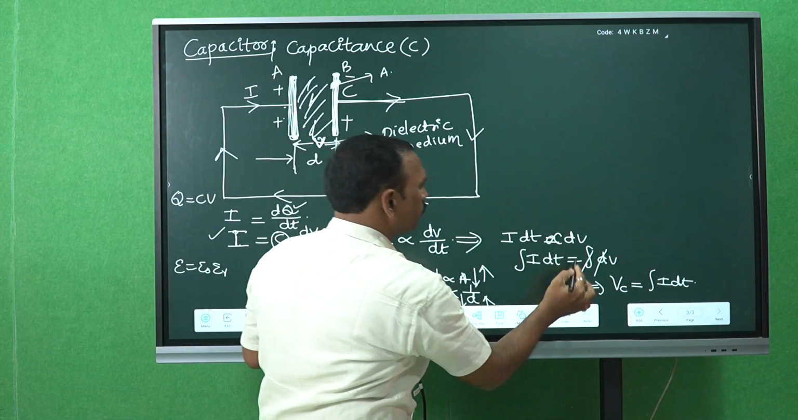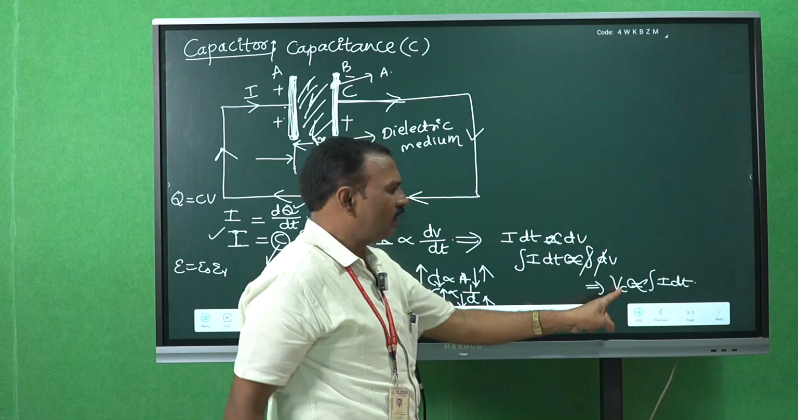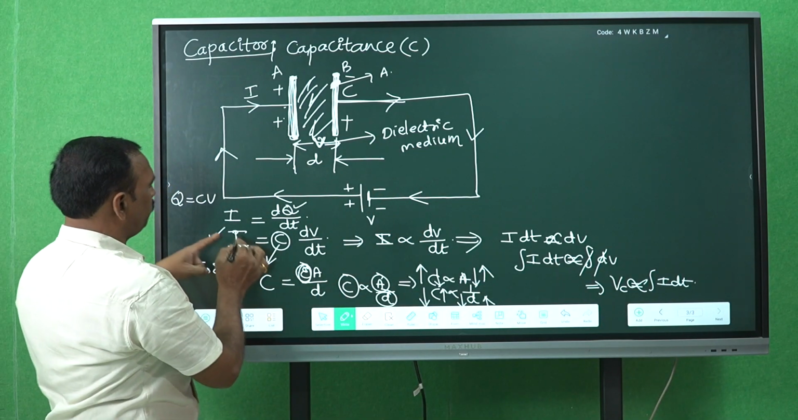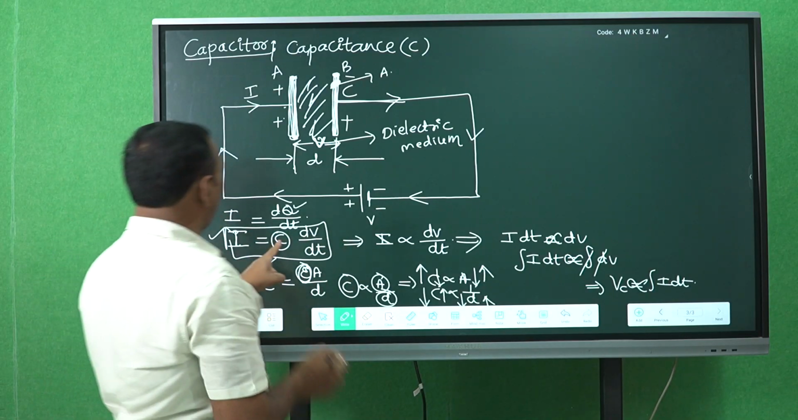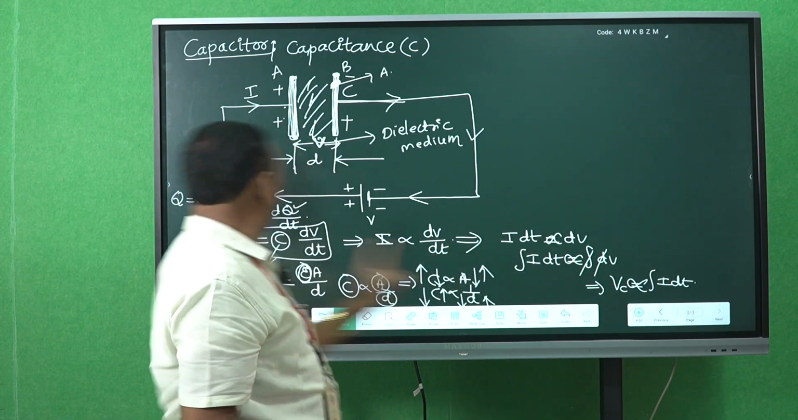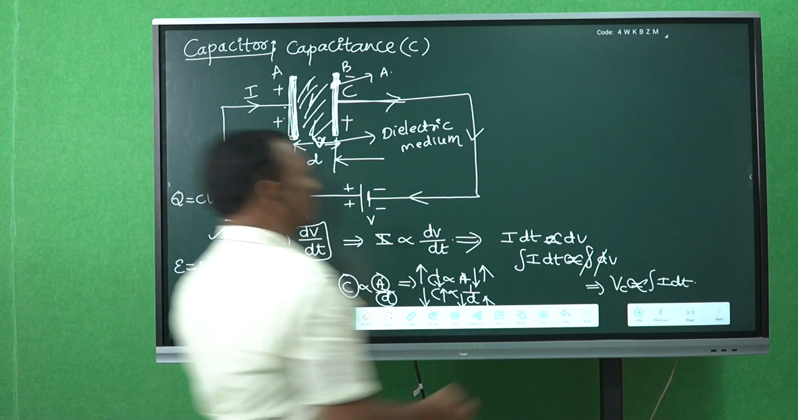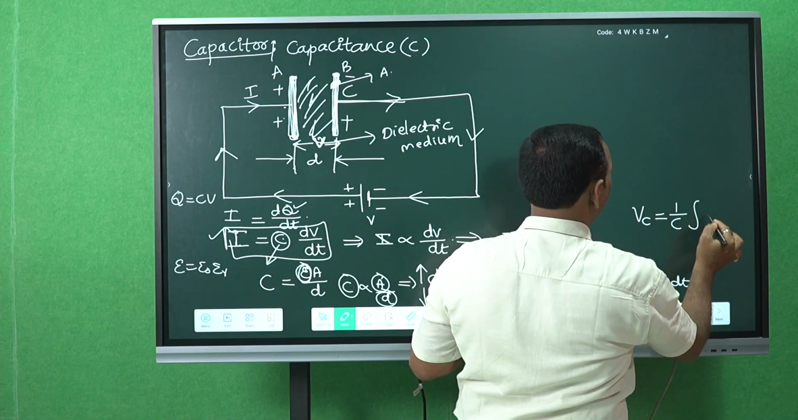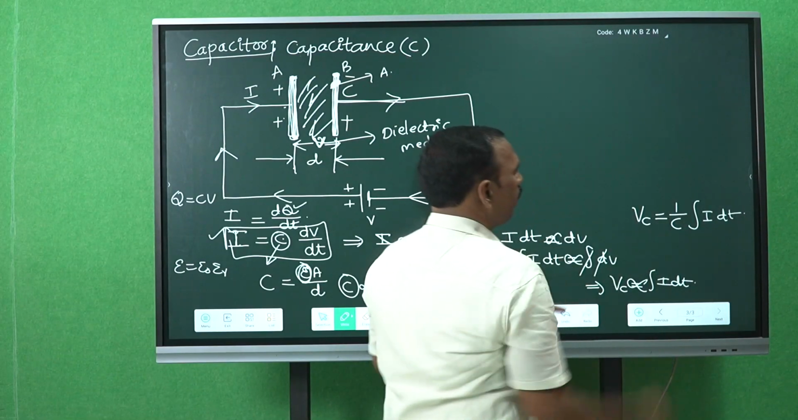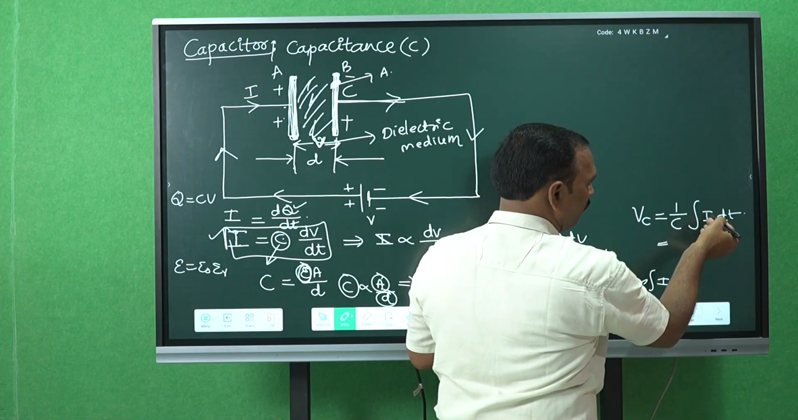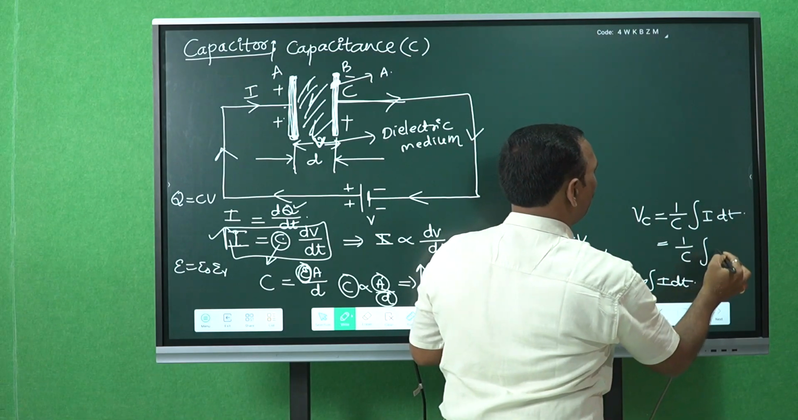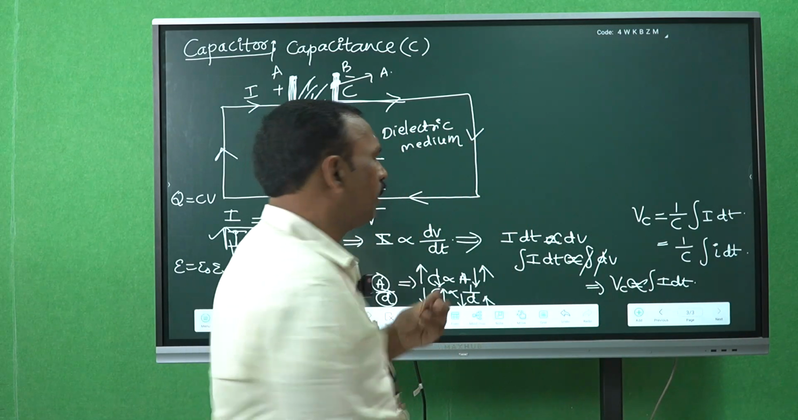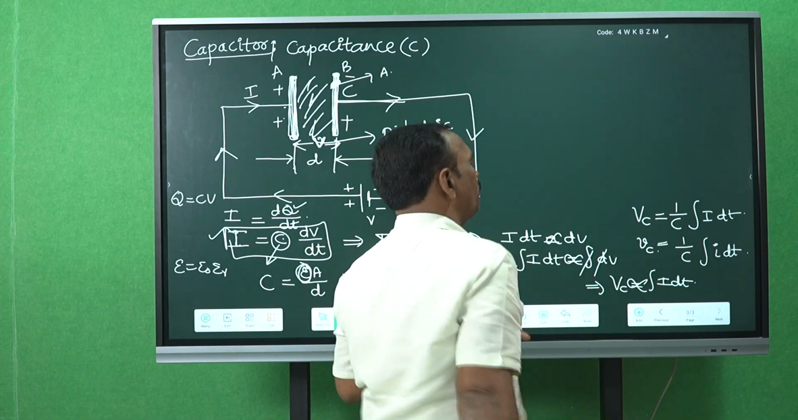Sorry, this is a proportionality. The voltage across the capacitor is proportional to integral I dt. If we take the complete expression C dV by dt and replace the proportionality with an equal sign, then we have a C. Therefore the voltage across the capacitor is 1 by C integral I dt. Either capital I or small i is applicable. Capital I means DC current, small i means AC current. So this is the voltage across the capacitor.